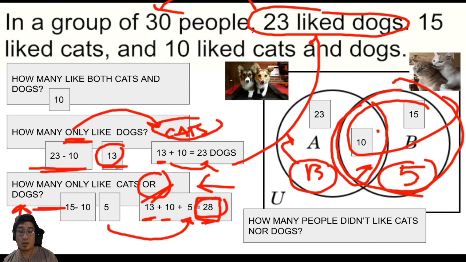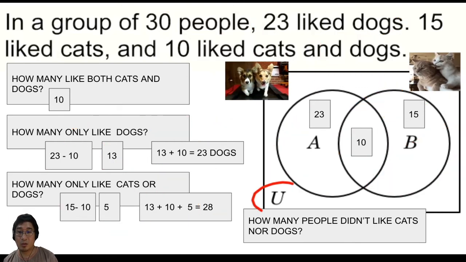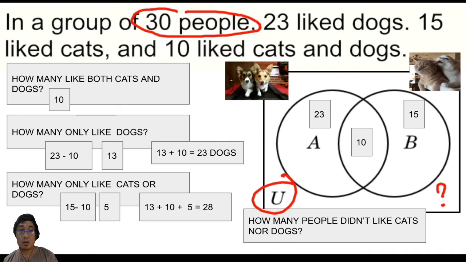So, ang next question natin, how many people didn't like cats nor dogs? So, since universal siya, ang inaalam dito yung property sa labas ng sets. So, meron na tayong 28. Since 30 lang naman yung nag-participate, anong equation ang gagawin natin? You can pause the video to know if you have the same answer.